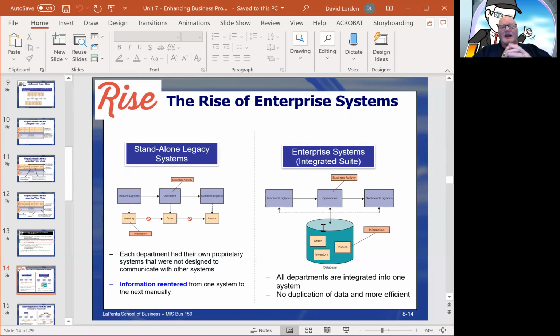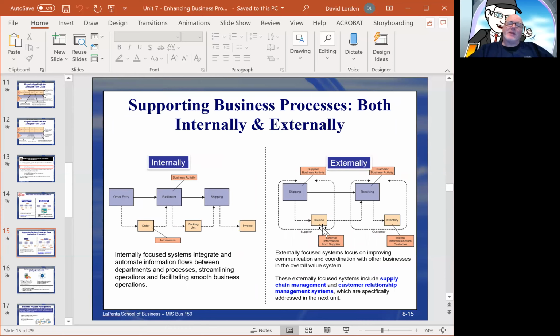And they're connected to a common data store through a relational database. There's much less data redundancy. There's much more integration in terms of how the enterprise works. And these enterprise systems support both internal processes, like the manufacturing, and the external processes as well, like the supply chain and customer relationship management.